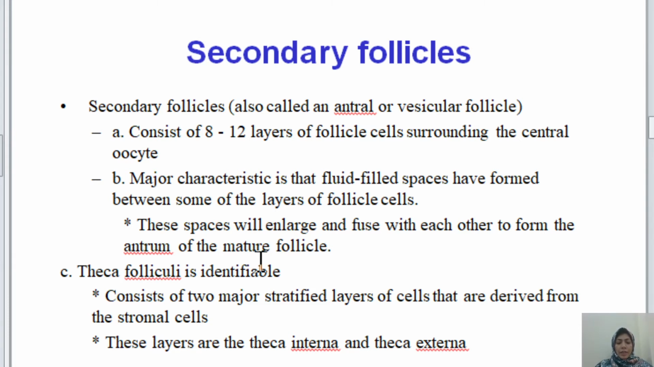Also, a single layer of granulosa cells that immediately surrounds the primary oocyte is known as the corona radiata, and it shows in the secondary follicles. And most follicles at this stage become atretic, and some granulosa cells of atretic follicles do not degenerate and form interstitial glands which secrete androgens.